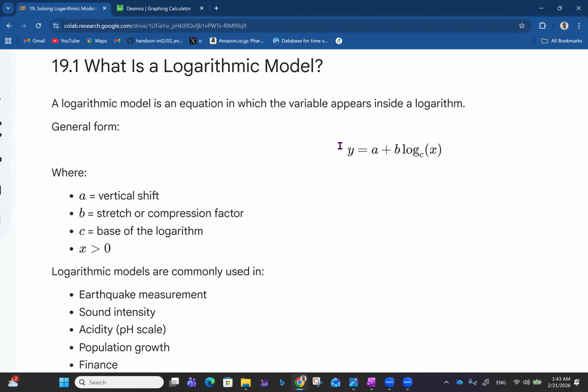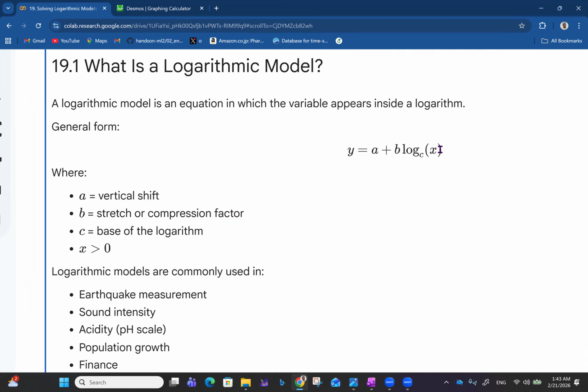All right. So the general form is y equals a plus b log x to base c. That's the general form, where a here is the vertical shift. So this shifts the function vertically. b is the stretch or compression factor. So this b now either compresses or expands the graph. Then c is the base of the logarithm. Of course, we've been dealing with base forever.